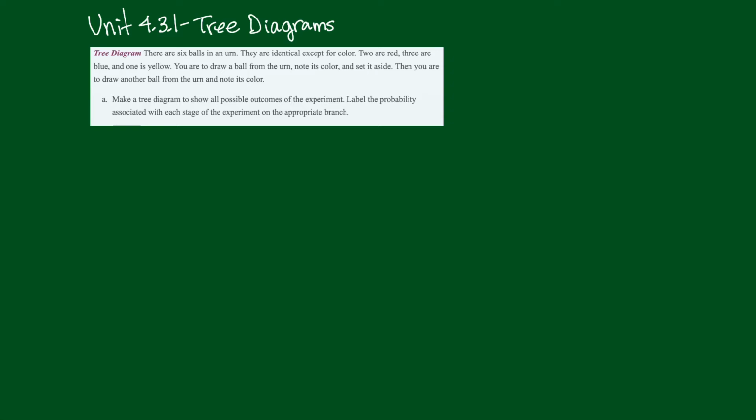So here is an urn. I'll do it up here. Here's an urn, just a big box. And what I've got is 6 balls in here. They're identical except for color. Now 2 of them are red, 3 are blue, 1 is yellow. All right, so what have we got? We've got 2 reds, 3 are blue. That blue doesn't show up very well. And 1 is yellow.